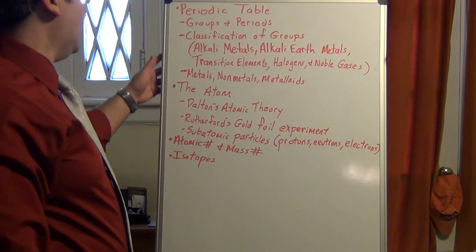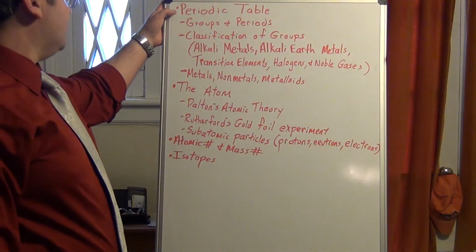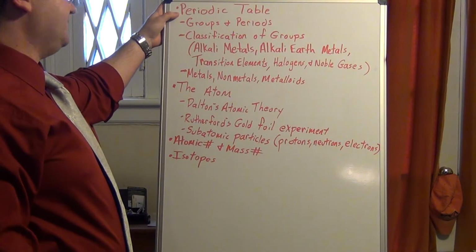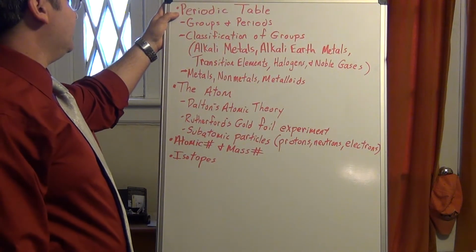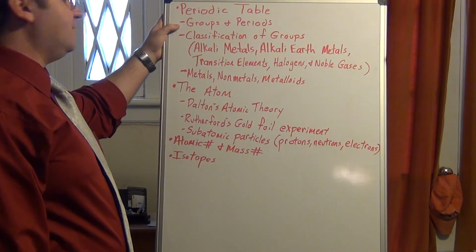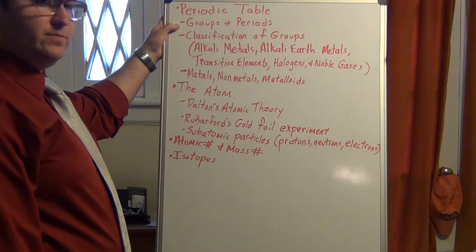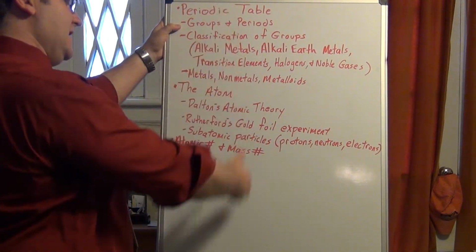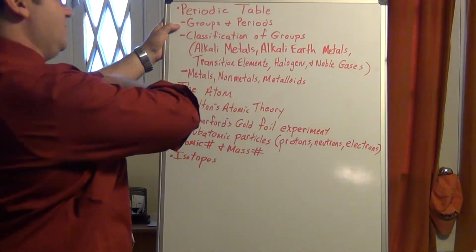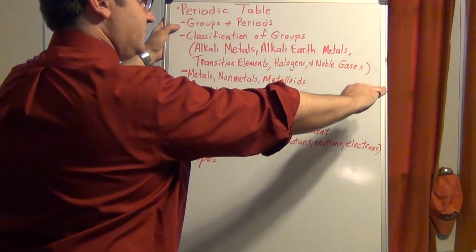Okay, welcome back. Chapter 3 begins with the periodic table. You will have a periodic table to use on the exam. Be familiar with the groups and periods, remembering that your groups are your columns that go up and down in the periodic table, and your periods are those that go across.